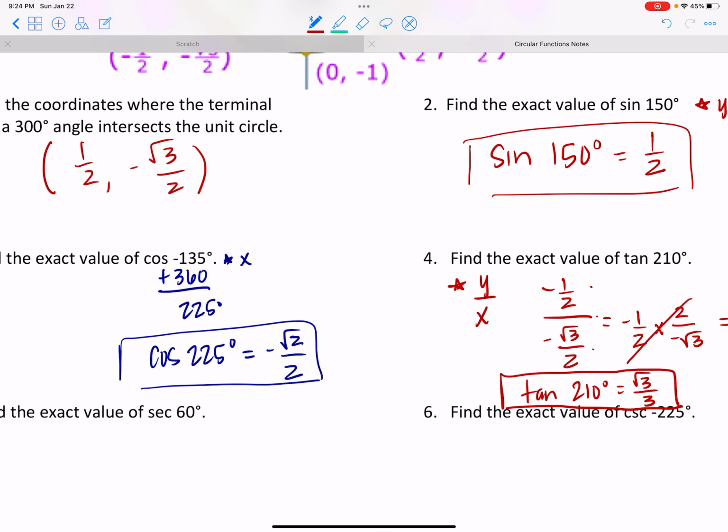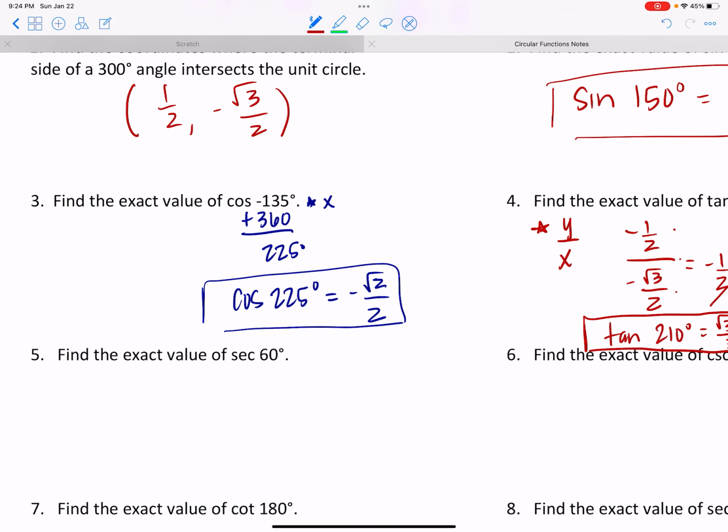Okay, let's try the next one. So next one, we're looking for the exact value for the secant of 60. So we have to remember secant is the reciprocal of cosine. Since cosine is x, then we're looking at 1 over x. And so we can either make a fraction of 1 over the x value, or we can just take the reciprocal of that x value, whatever is going to be easier.